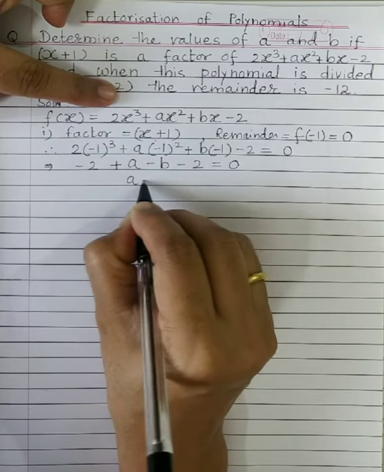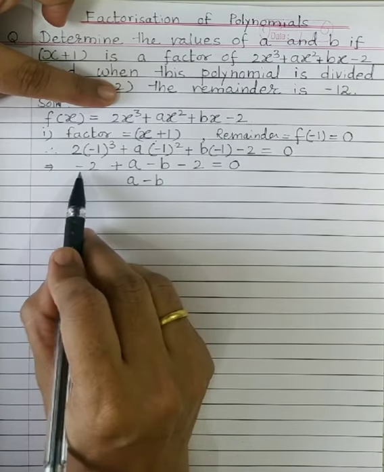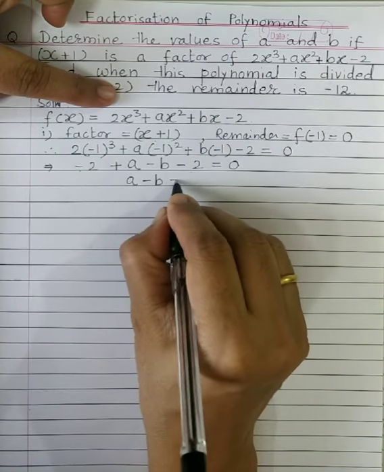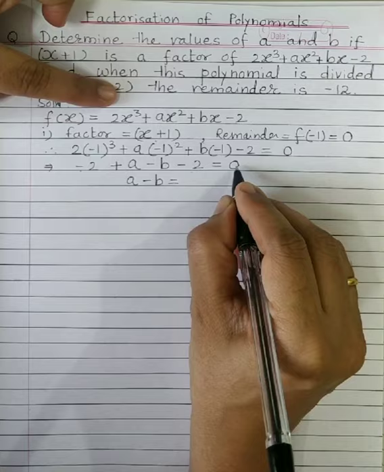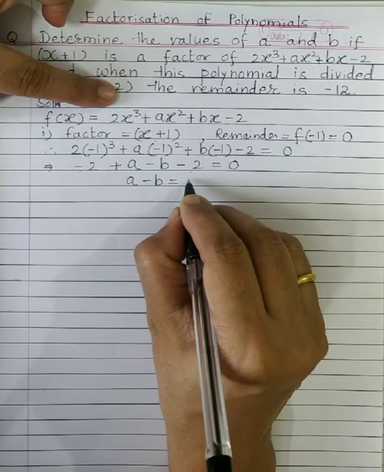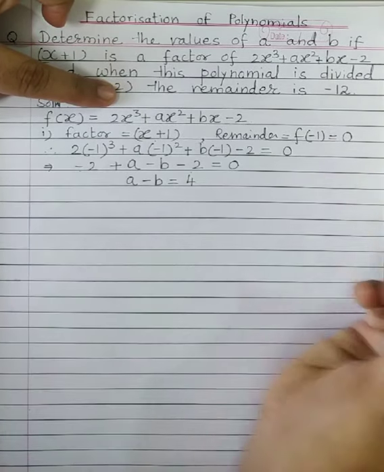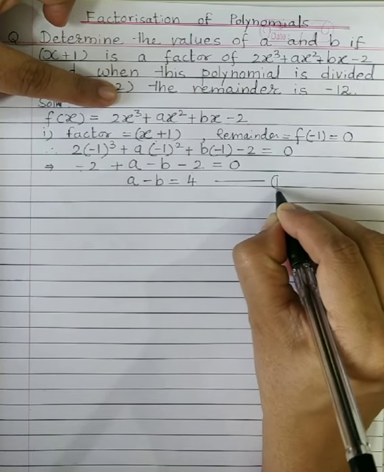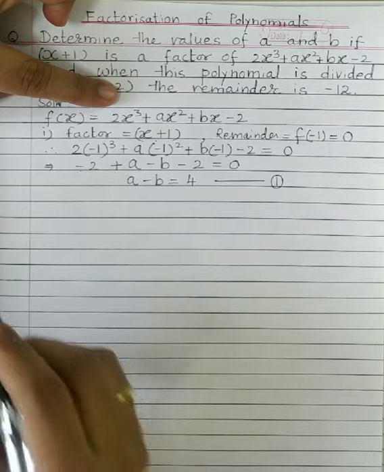That gives you a minus b. Now see this part, minus 2 minus 2, what will it be? Minus 4. And when you transpose it to the other side, 0 minus 4 will become plus 4, that is 0 plus 4. So this is our equation 1: a minus b is equal to 4.